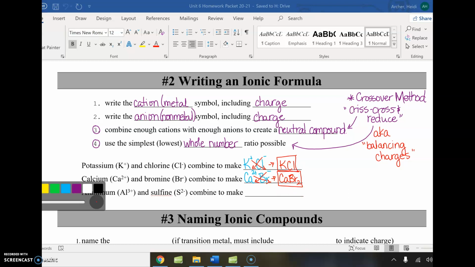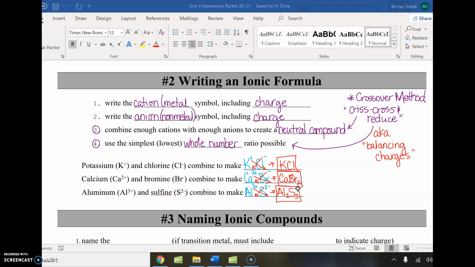Lastly, if I do aluminum and sulfur, aluminum is a 3+, sulfur is a 2-. Again, if we crisscross that down, that's going to give me 2 aluminums and 3 sulfurs. So again, you guys have already done this.